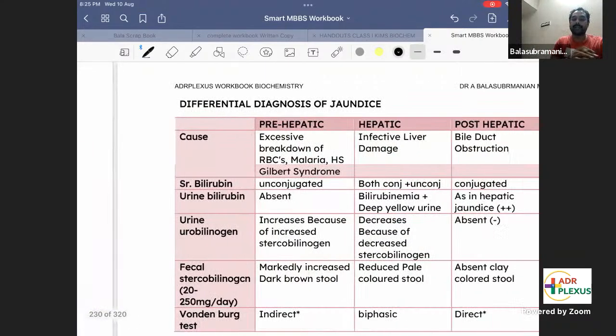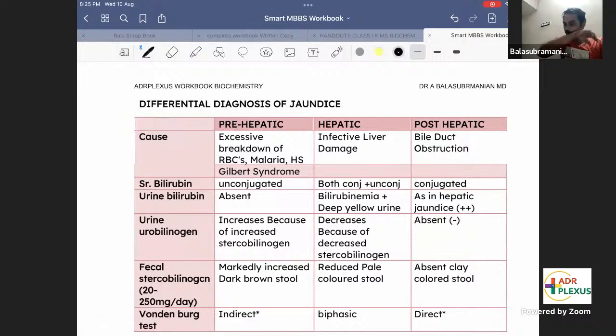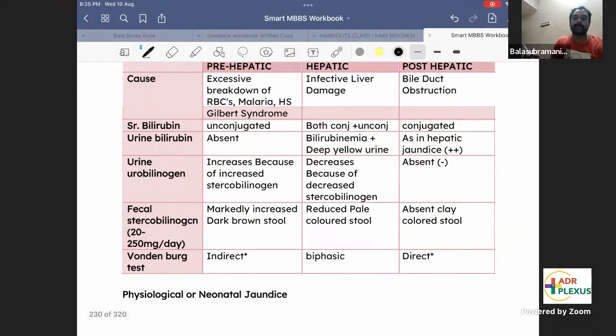Okay, now look at the table. If you look at the table, you'll see that urine bilirubin is present in hepatocellular and post-hepatic jaundice, whereas urine urobilinogen is absent.